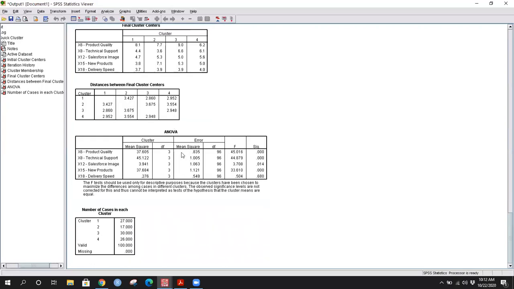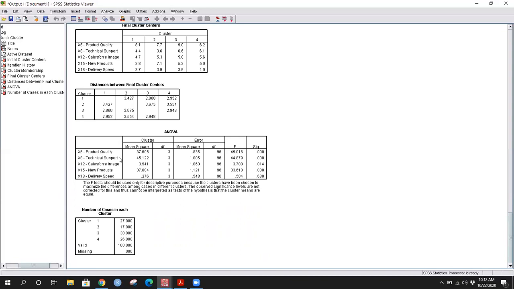Next, let's look at this ANOVA table. What exactly does it tell you? See, the ANOVA table, as usual, is coming with the null hypothesis that the means across the groups are equal. Now, try to understand what your groups are here. Your groups are the clusters. And what are the variables which are allowing you to make the cluster? The clustering variables. That is X6, 8, 12, 15, and 18.